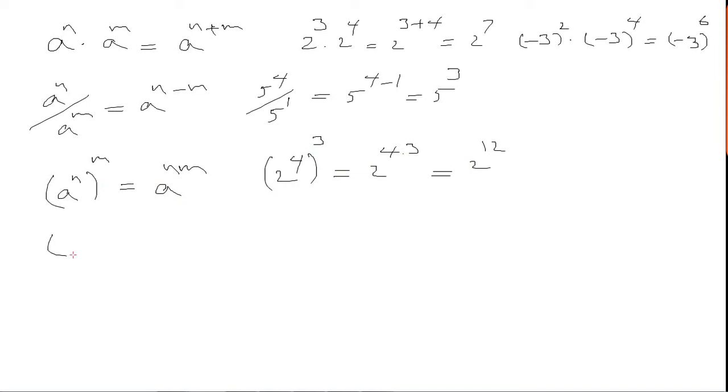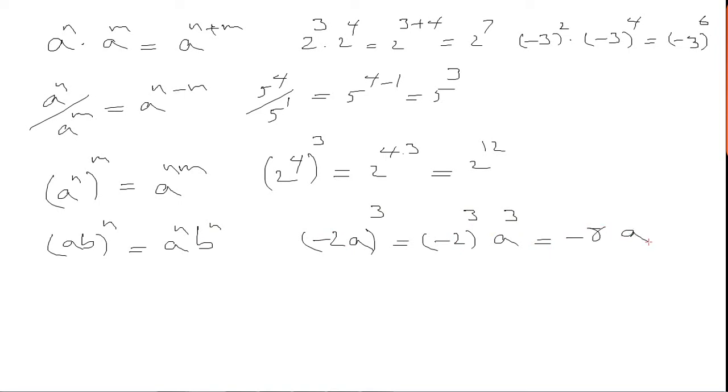Next expression, ab to the power of n. This is a to the power of n times b to the power of n. So, for example, negative 2 times a, to the power of 3, is negative 2 to the power of 3 times a to the power of 3, which is, okay, negative 2 to the power of 3 is negative 2 times negative 2 times negative 2, which is negative 8, a to the power of 3.